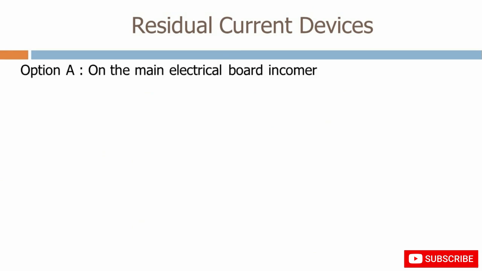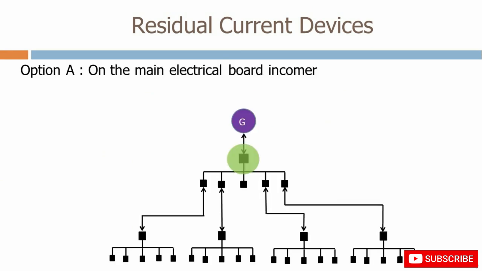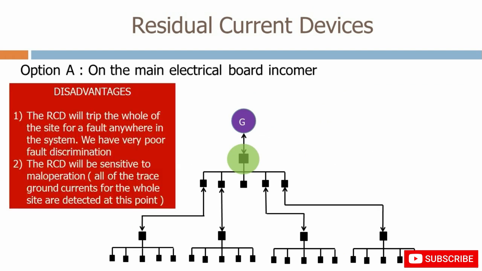Let's look at option A first, putting RCDs on the main electrical board incomer. The disadvantages are: the RCD will trip the whole of the site for a fault anywhere in the system. We therefore have very poor fault discrimination. The RCD will be sensitive to maloperation because all of the trace ground currents for the whole site are detected at this point.